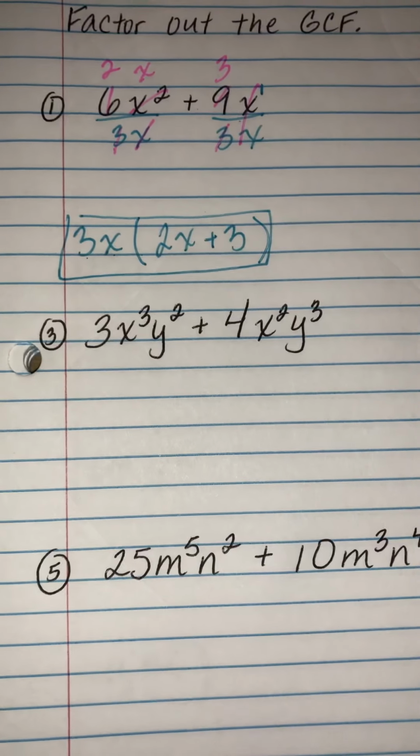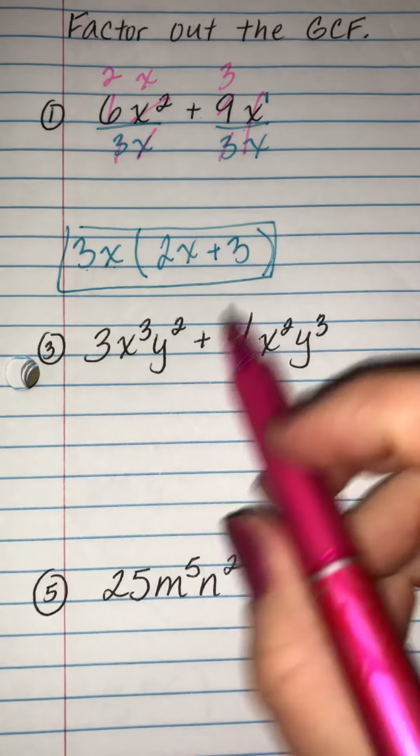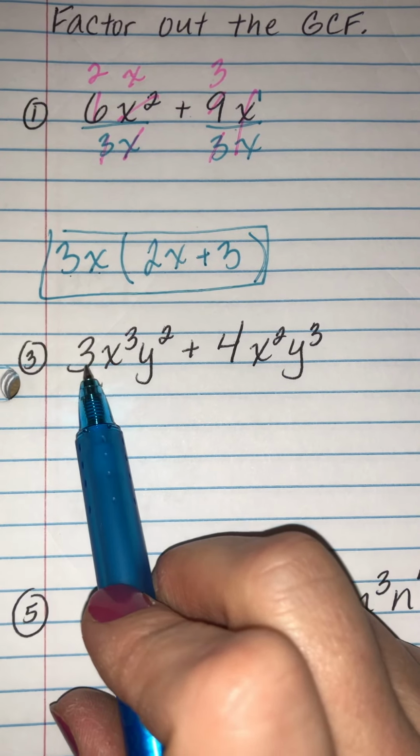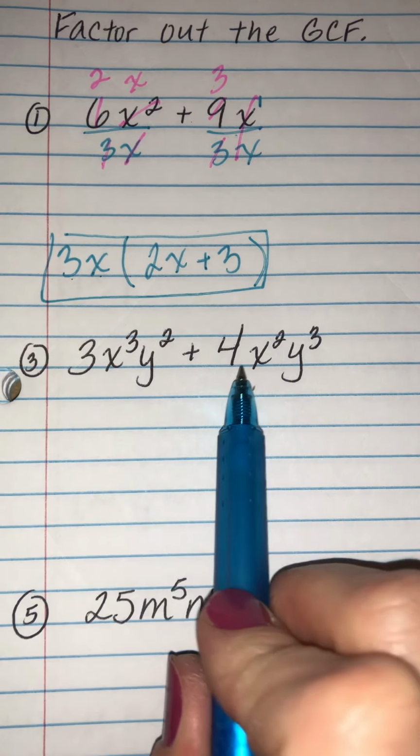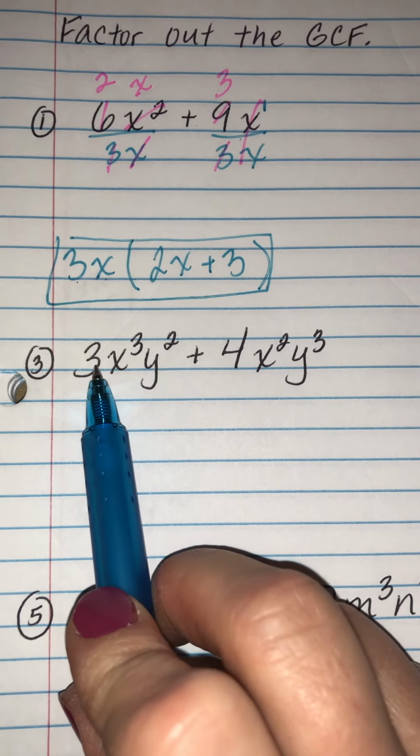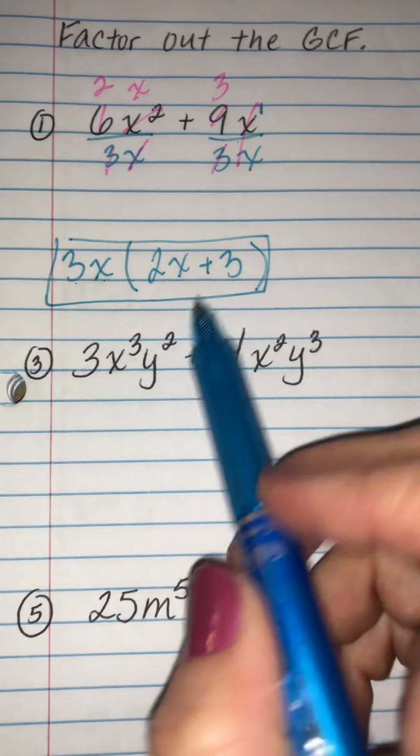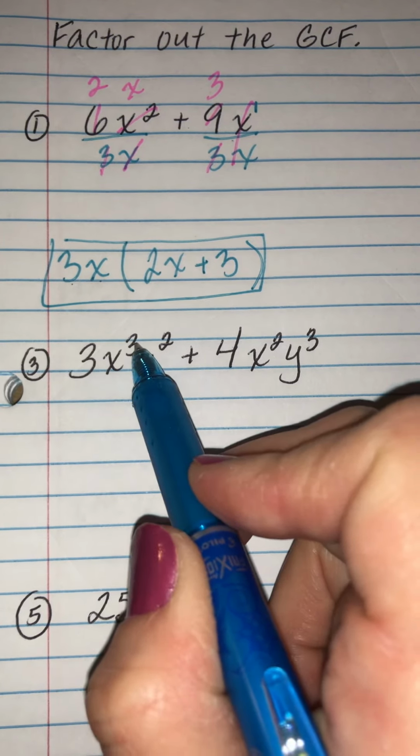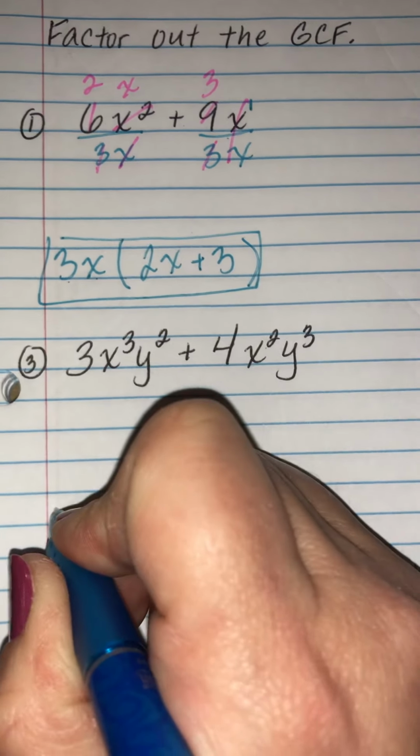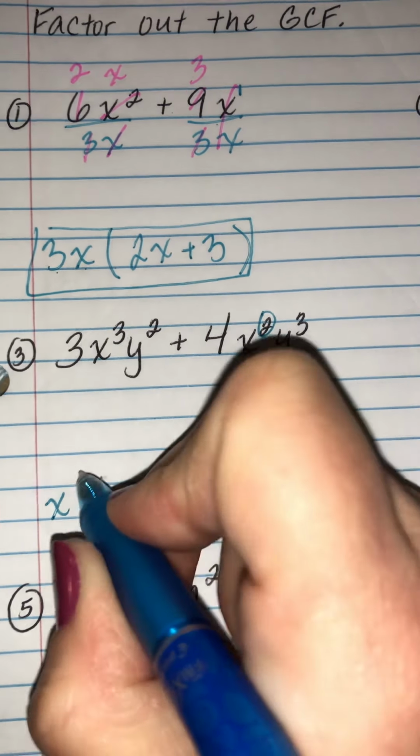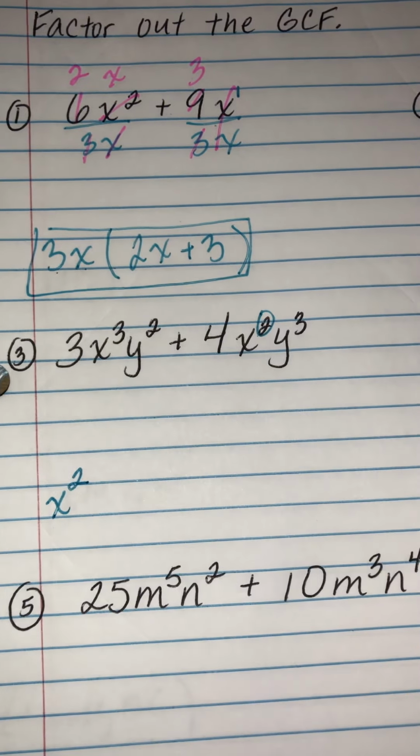3 more problems. Taking a look at number 3. Same process. I'm looking for the GCF. So I look at the coefficients. 3 and 4, they don't actually have any common factors other than 1. So there's not going to be a number piece in our GCF. Now I have to look at the variables. I have x to the third and x squared. So I know I can factor out x, but I have to take the smaller of the two exponents. So I'm going to factor out an x squared.